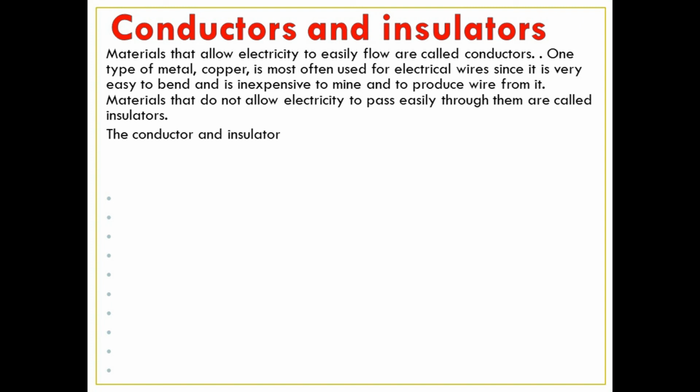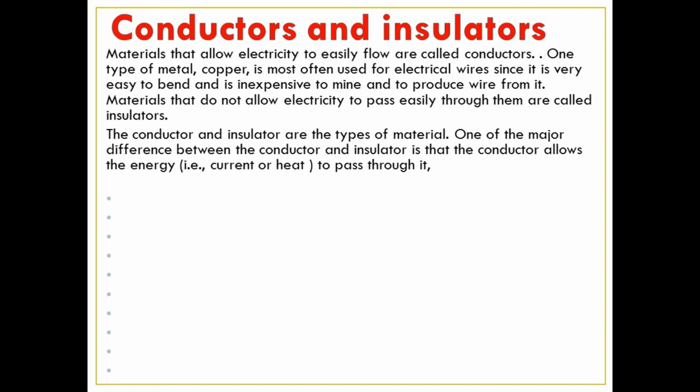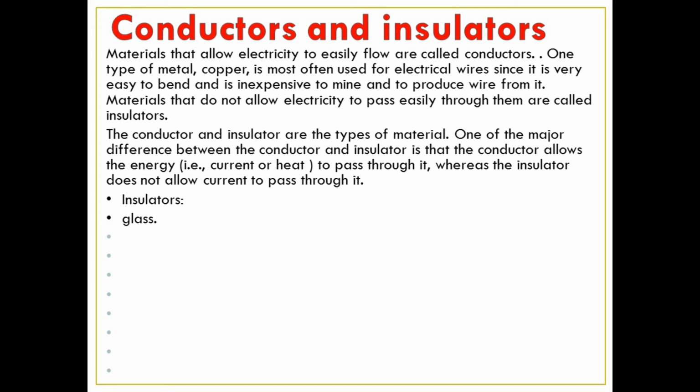Materials that do not allow electricity to pass easily through them are called insulators. Now see the definitions and examples. Conductors and insulators are types of material. One of the major differences between conductor and insulator is that the conductor allows electricity, that is current, or heat, to pass through it, whereas an insulator does not allow the current to pass through it.